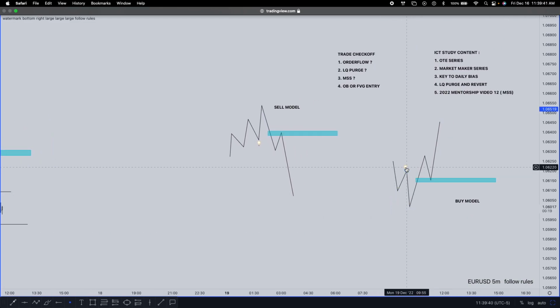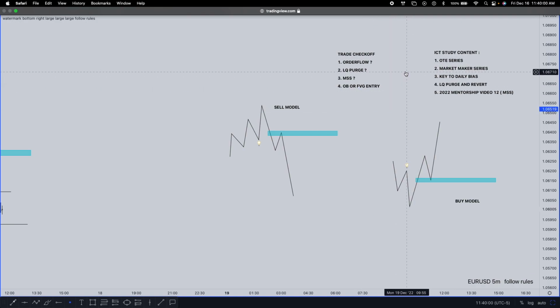So the buy model is obviously going to be the inverse of the sell model. I want to see sell side taken out and then we rebalance and go for buy side. So let's say right here, on a perfect day, the daily time frame order flow is bullish. The daily time frame is telling us that we can go higher. So my order flow is now going to be bullish. My daily bias is bullish.